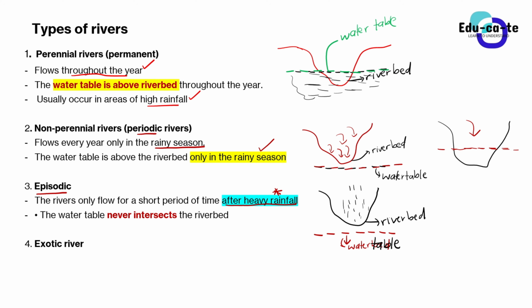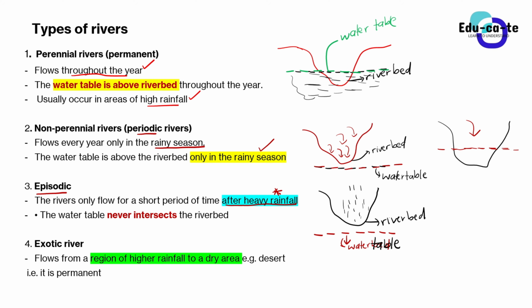The last one is an exotic river. The exotic one, it is actually a thief, in my own sense. So this one flows from a region of higher rainfall to a dry area such as a desert. This is another type of a permanent river. So an exotic river is permanent, but it is the one that is flowing from a region of higher rainfall.